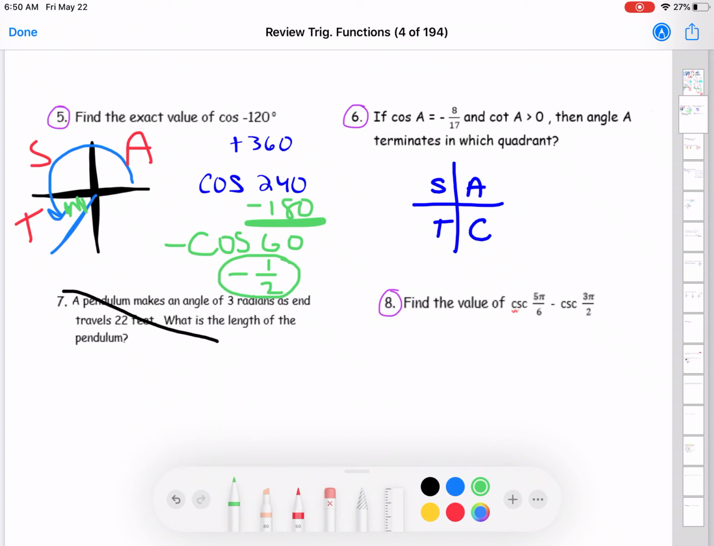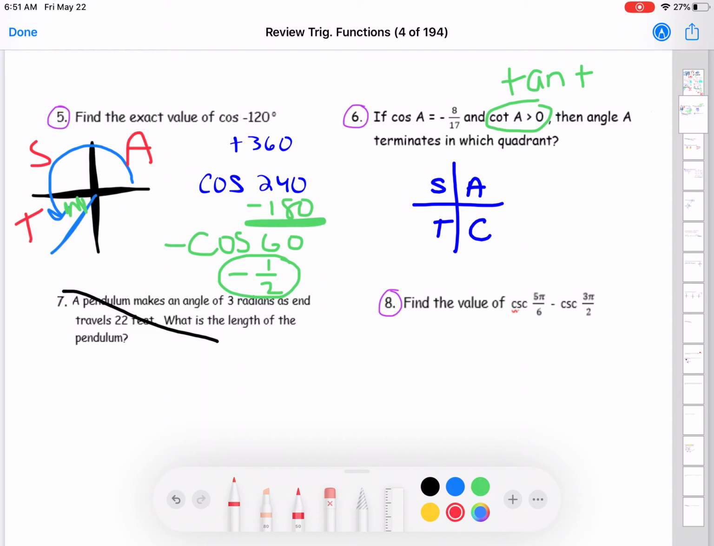All right, number 6. If cosine of A is negative 8/17 and cotangent of A is greater than 0, doesn't this mean that the tan is positive, right? We want to be able to use our All Students Take Calculus. So cotangent and all the reciprocal functions are not in there, or we want to know which quadrant it falls in.